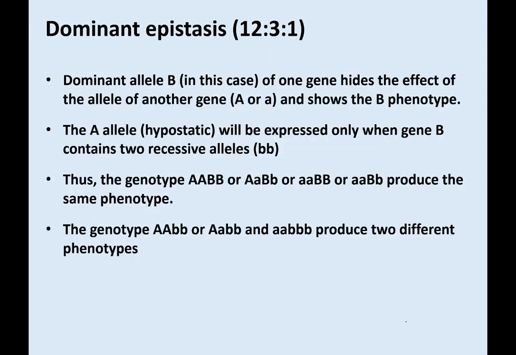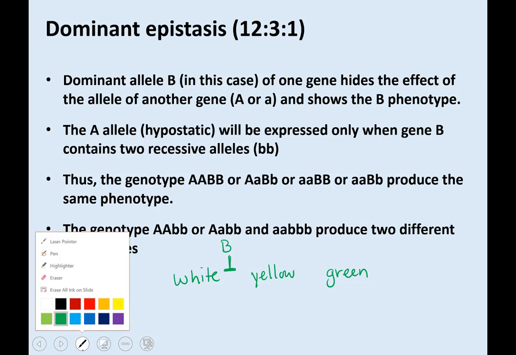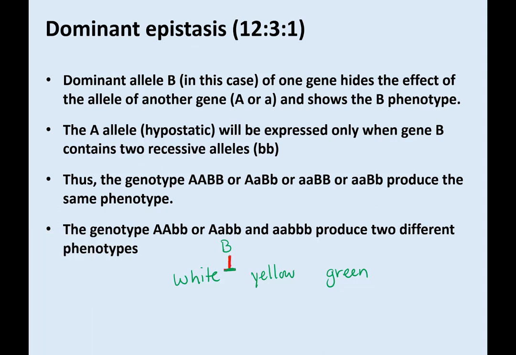So what's happening here? I rewrote this one from class to make it match up with the Punnett square on the previous slide. And we basically, again, have 3 colors. We have white, we have yellow, and we have green. So, if you have a capital B allele, that capital B blocks this pathway. Let's put it in red. So, a dominant B allele blocks the pathway, and you don't go any further. You stay with white squash.